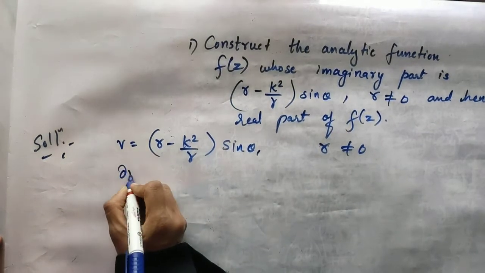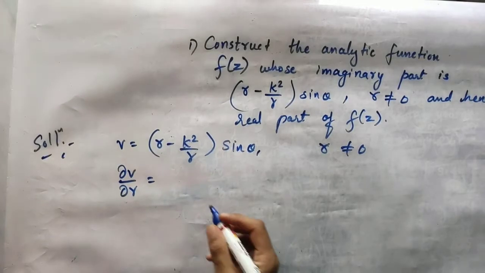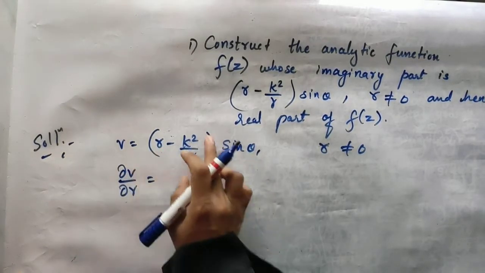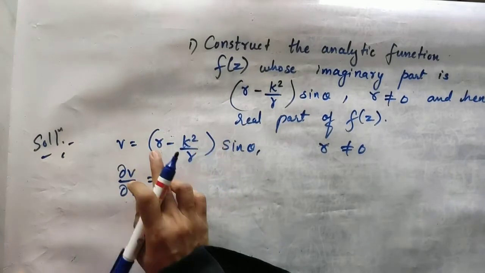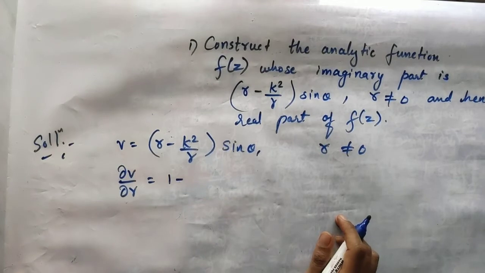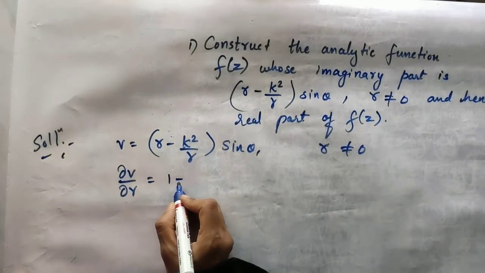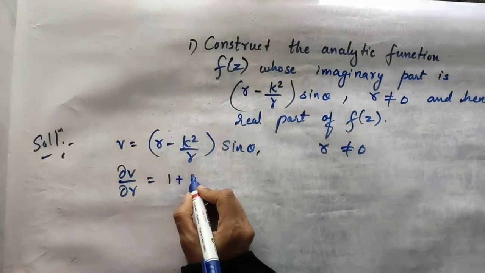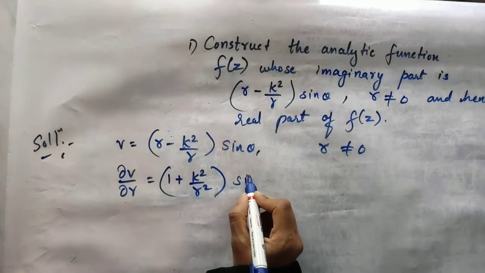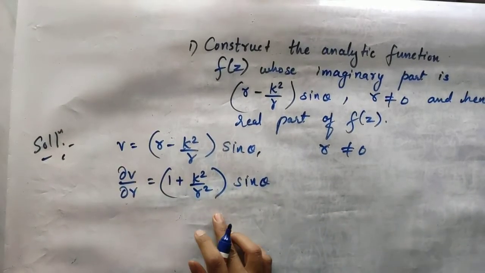Now what is dou v by dou r? If v is equal to that, what is dou v by dou r? Derivative of this v with respect to r, because sine theta is going to be constant, we only have to differentiate the bracket. What is the derivative of r? It is 1, minus the derivative of 1 by r. What is the derivative of 1 by r? Minus 1 by r square, but there is already a minus sign, so it will be plus k square by r square, sine theta as it is. So this is the derivative of v with respect to r.